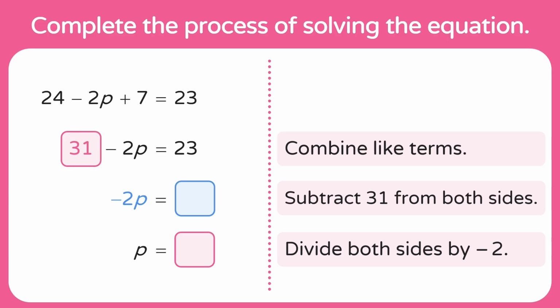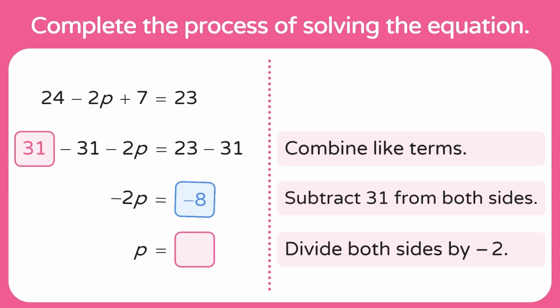We can do this by subtracting 31 from both sides. Look, checking the justification on the right side, we see we're doing the right step. Subtracting 31 from both sides leaves negative 2p on the left side, and on the right side, 23 minus 31 is negative 8. So we'll put a negative 8 in this blank. So, negative 2p equals negative 8.